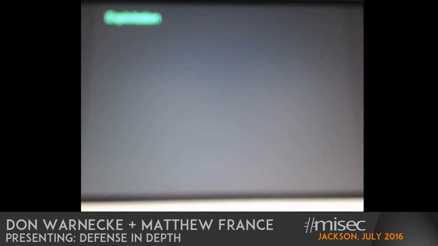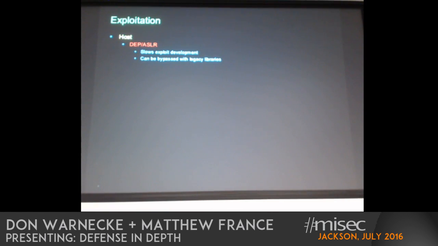So in the case of exploitation, what do you think we could do here? This one gets a little interesting. Let's go with operating system stuff. It is vendor specific. What about DEP and ASLR?